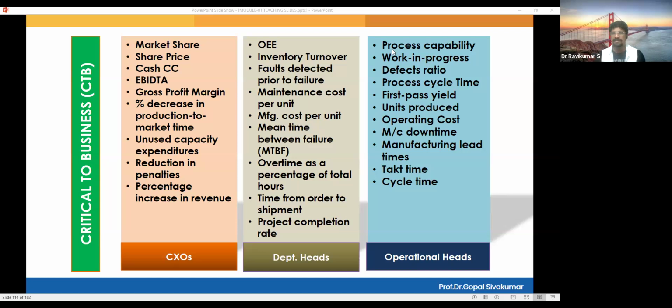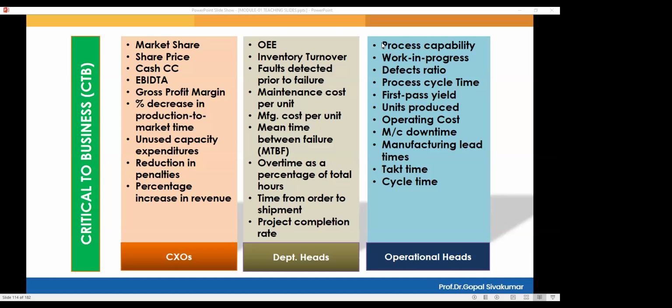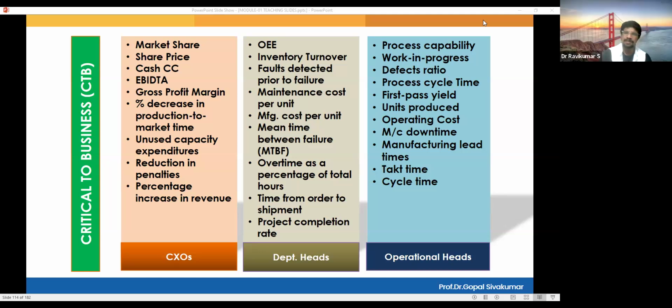So, if you want, you can just go through the operational head CTBs. Process capability, work in progress, defects ratio, process cycle time, first pass yield, units produced, operation cost, machine downtime, manufacturing lead time, MLT, takt time, and cycle time. Okay. First pass yield. What is this first pass yield, guys?